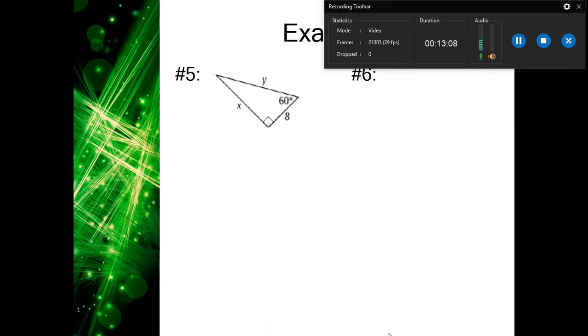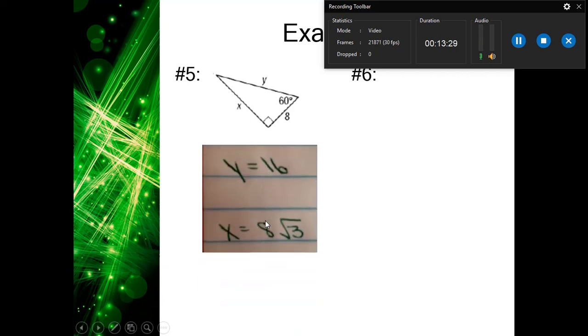So in our first example, number 5, even though they didn't fill in the third angle, I do know it's 30 degrees. So 8 is my short leg. From the short leg, it's easier to find the hypotenuse, so I'm going to multiply by 2. And then to find the longer leg, x, I'm multiplying 8 by radical 3. So if I know this quick trick, mental math, x is 8 radical 3 and y is just simply 16.